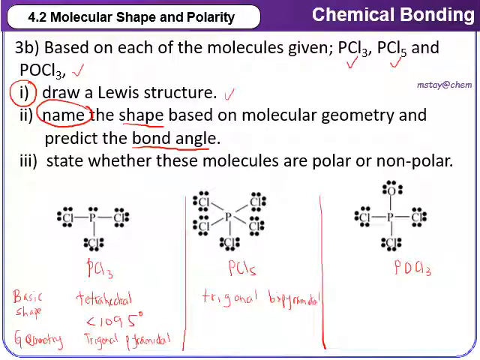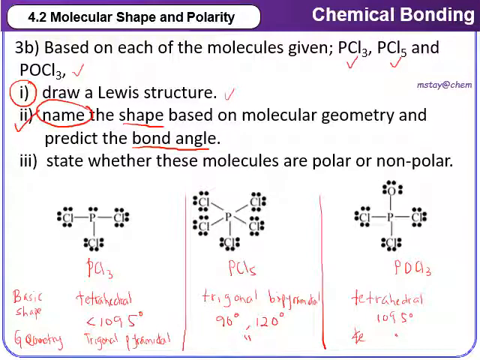Since there is no lone pair electron, the molecular geometry is also trigonal bipyramidal. The bond angles are 90 and 120 degrees. The next one is POCl3, which has 4 electron domains, tetrahedral. Again, POCl3 has no lone pair electron, so the molecular geometry is similar to the basic shape, and the bond angle is 109.5 degrees. So we settle part 2.